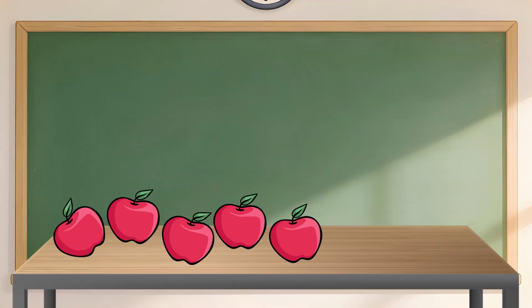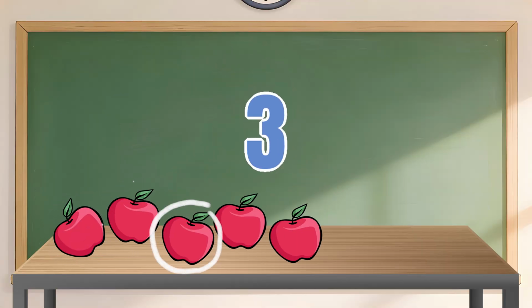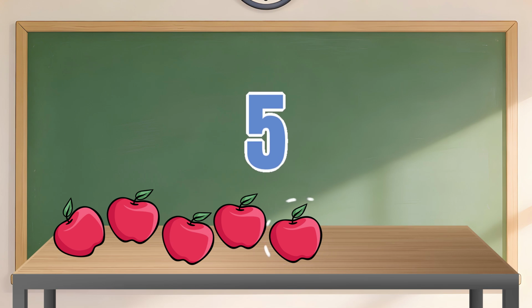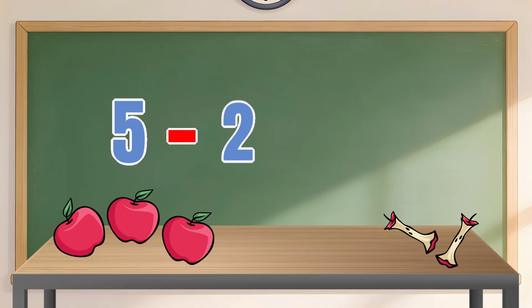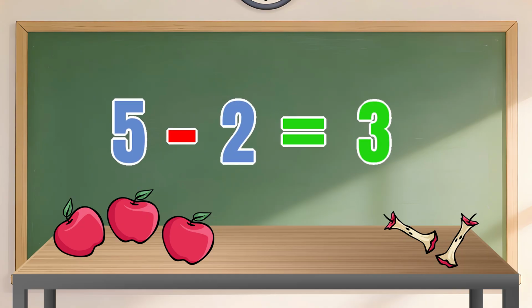Let's count them together. 1, 2, 3, 4, 5. We have 5 apples. They look so yummy. Now, you eat 2 apples. So delicious. How many apples are left? Let's count them. 1, 2, 3. There are 3 apples left. We started with 5, we took away 2, and now we have 3 left.